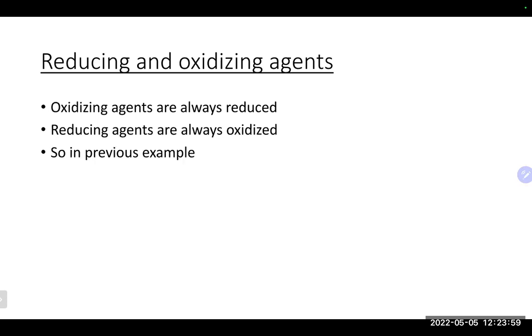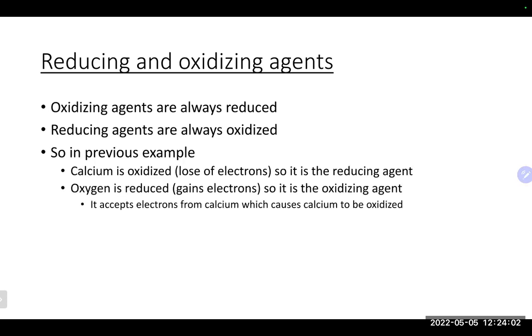So let's talk a little bit about reducing agents and oxidizing agents. An oxidizing agent is always the substance that gets reduced, while the reducing agent is always the one that gets oxidized. So the agents are sort of opposite of their names, and the reason is that is what they cause in the other substance.